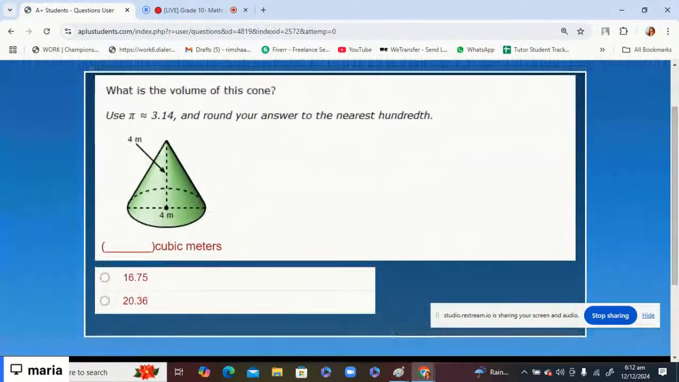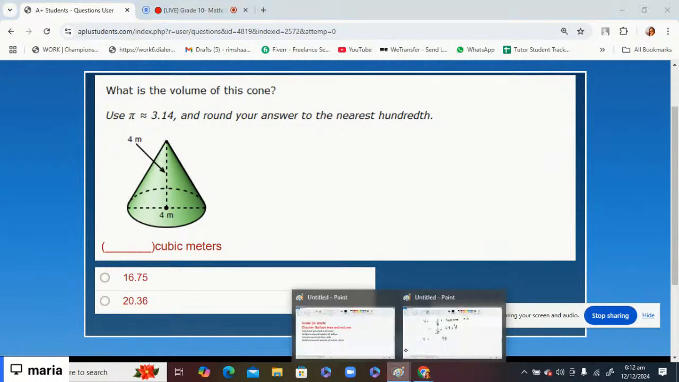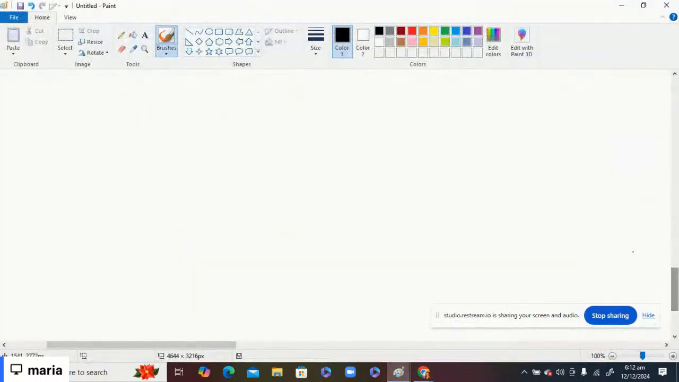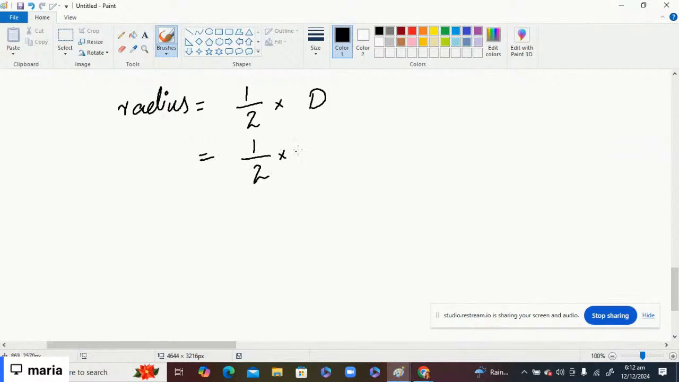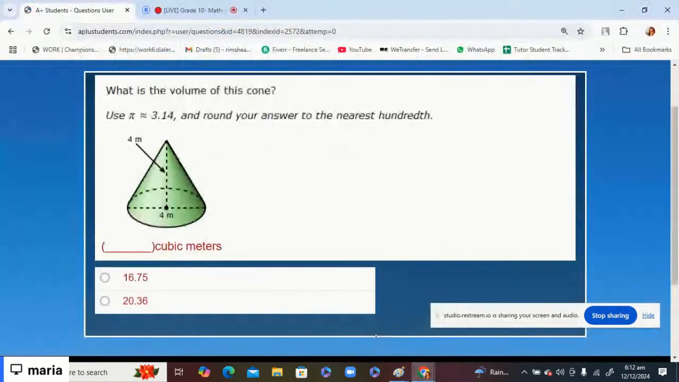So what is the volume of this cone? How can we find it out? The diameter is given. Okay, and first of all we find the radius. How to find the radius? 1 by 2 times diameter. So 1 by 2 and diameter is given 4. So this is 2. How much is the height? Height is given, which is 4.